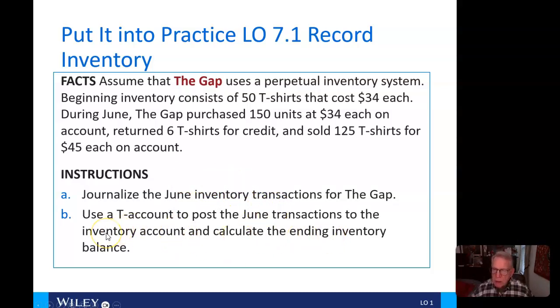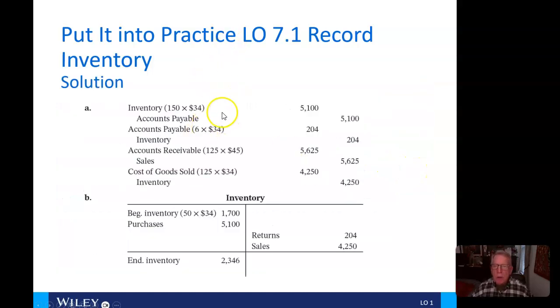So they want to see the journals for the June inventory transactions and how that looks in T account format when we post those transactions to the inventory account and eventually calculate our ending inventory balance. So beginning is 50, we added 150, we sold 125. So here it is. Here is our inventory that we purchased. We purchased inventory here for 150 of them at $34, $5,100, and we sold it on account.